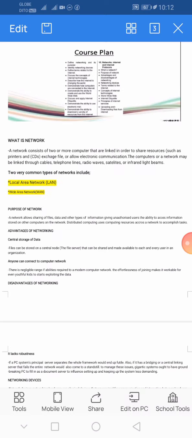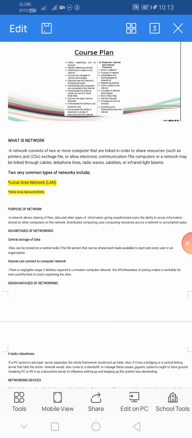Course plan: Network, Internet, and Internet protocols. What is a network? Purpose of a network. Advantages and disadvantages of networking. Networking devices. Terms related to the Internet. Concept of Internet technologies. World Wide Web. Internet etiquette. Principles of Internet services. Uploading and downloading files from the Internet.